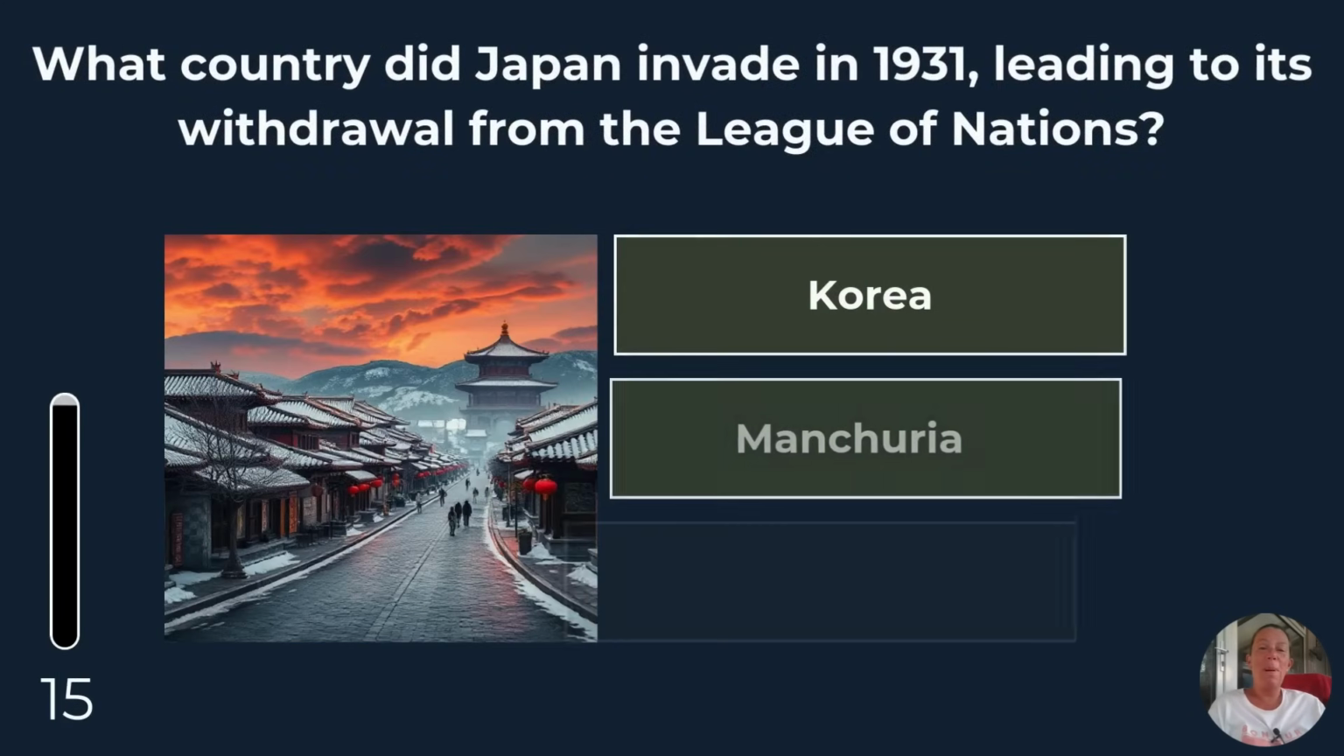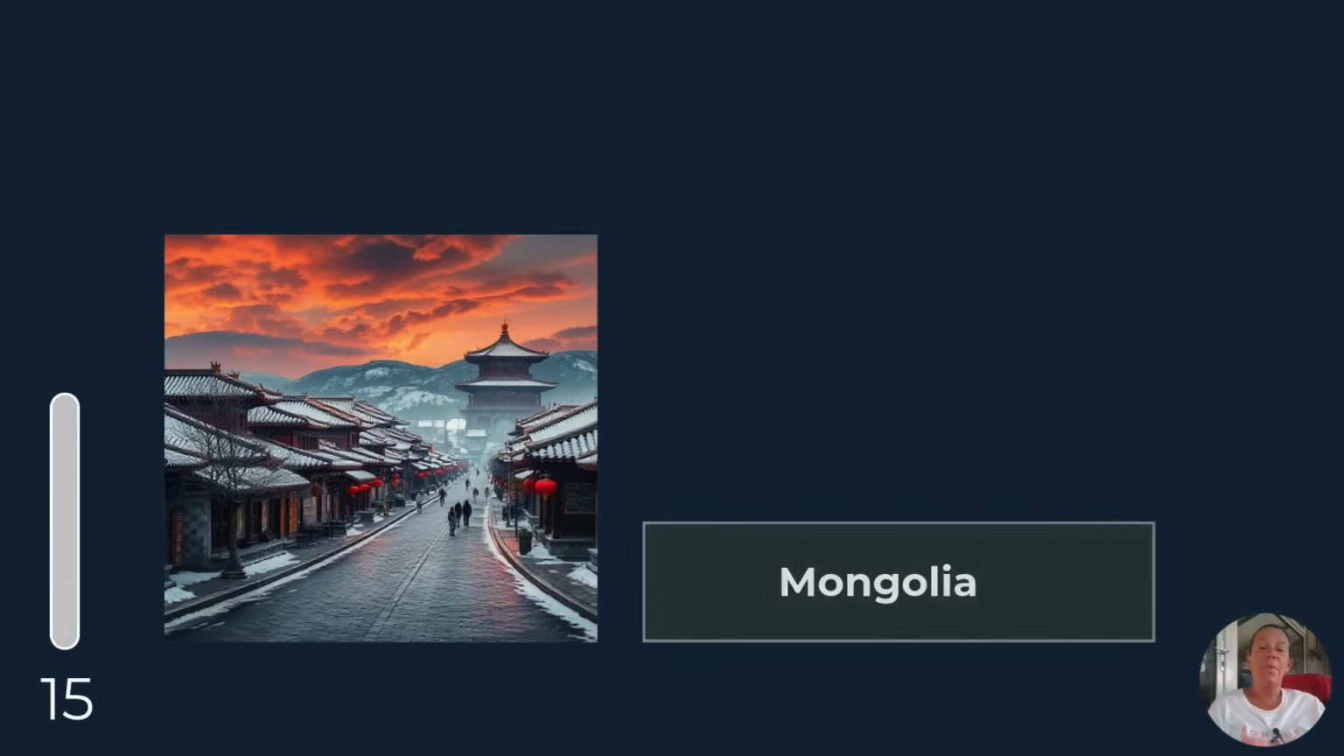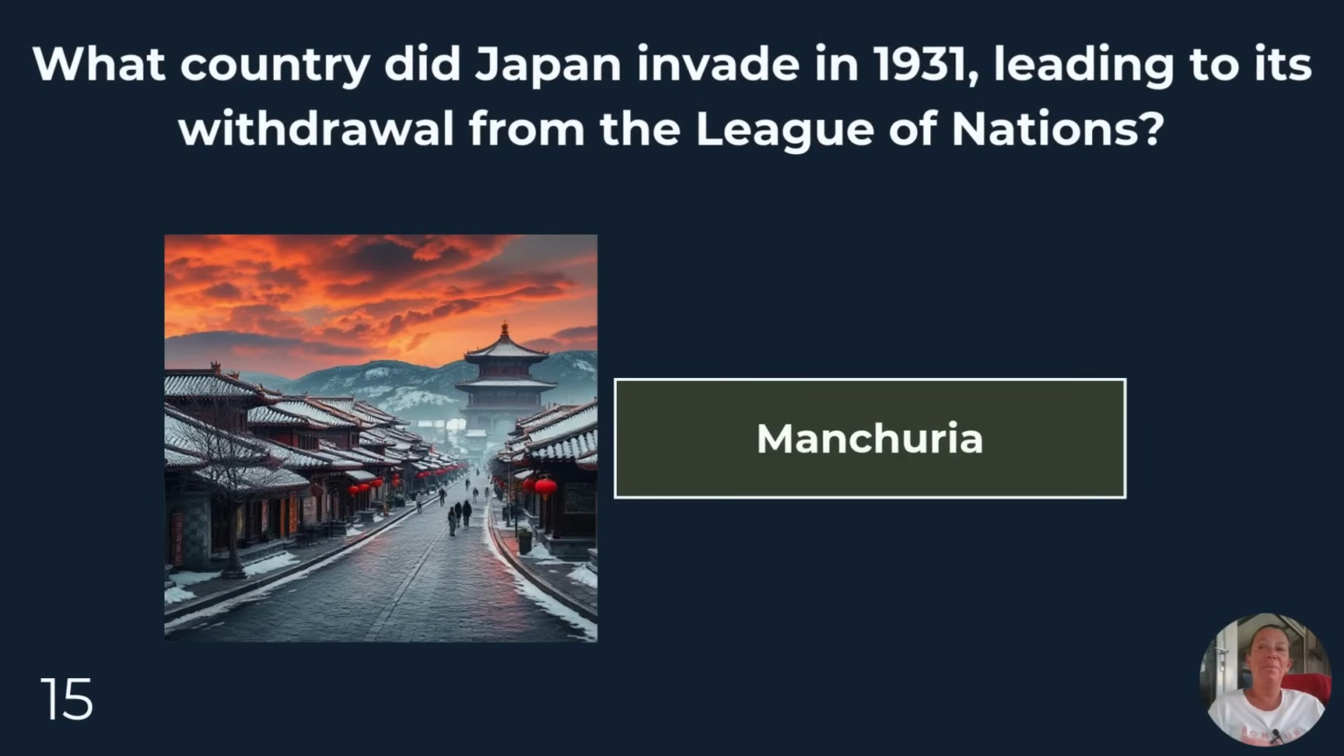What country did Japan invade in 1931, leading to its withdrawal from the League of Nations? Korea, Manchuria, or Mongolia? Manchuria.